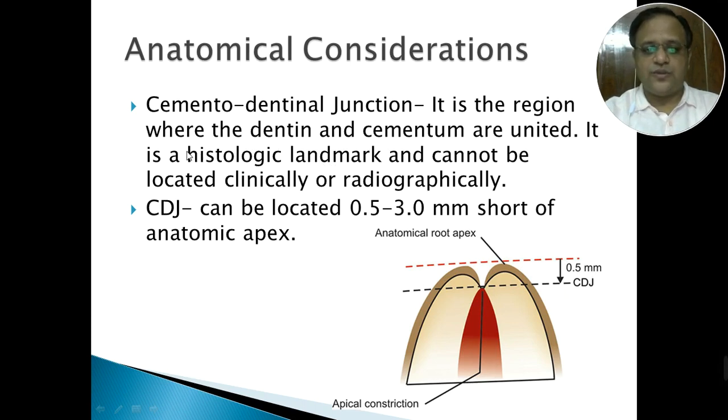So how will you see clinically the cemento-dentinal junction? The student should remember, it is a histological landmark, not a clinical landmark. It can be away from the actual anatomic root apex by at least 0.5 mm. As you can see, there is dentine inside and cementum outside, and they merge at a point. Where they merge, it is called the cemento-dentinal junction.